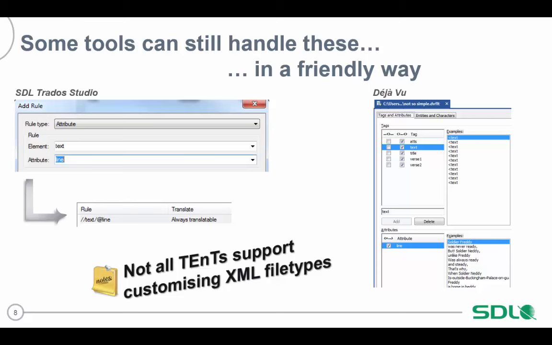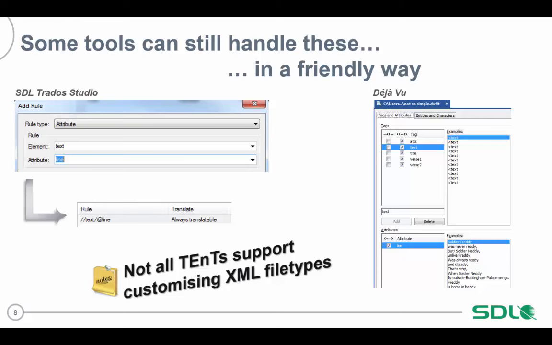And some tools can still handle these in a friendly way. So in Studio, for example, you can just add a rule, select attribute, and then pick from the details in the file which attribute you want. So in this case you'd pick the element text, and then you'd pick the attribute line because that was the attribute inside the text element. Nice and simple. In Deja Vu it does a similar thing. In fact, this works very similarly to the way MemoQ works.